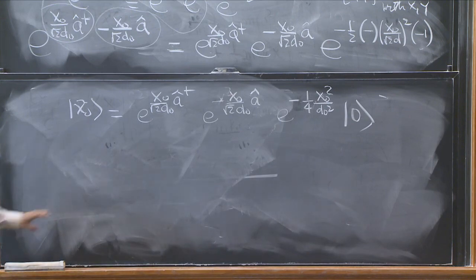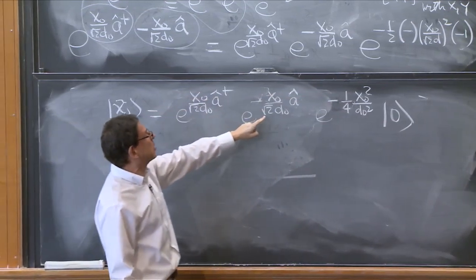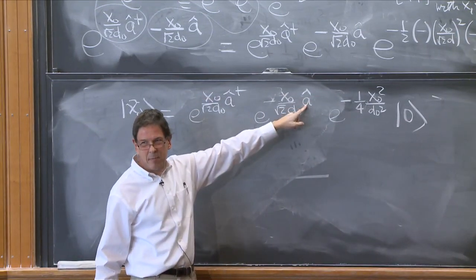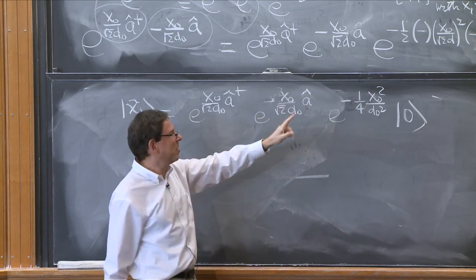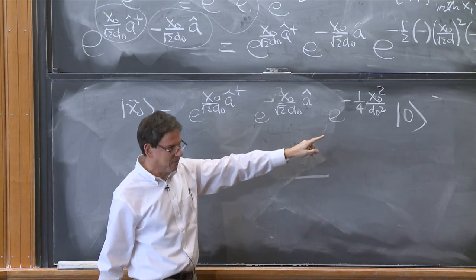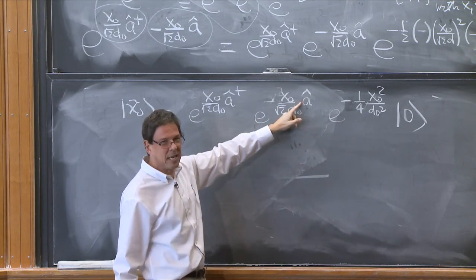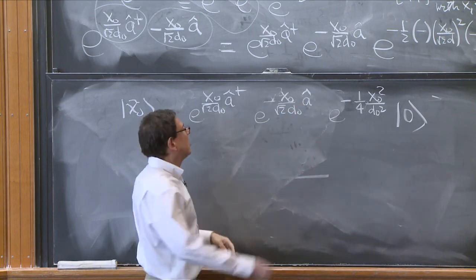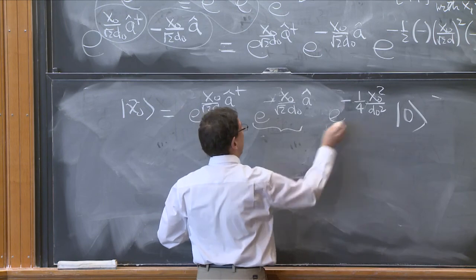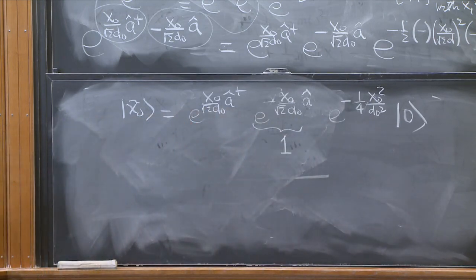So what is this? Well, this is a number, so I can pull it to the left. And here is the exponential of the annihilator operator. Now expand the exponential. It's 1. That survives. But the first term has an a, it kills it. The second term has an a squared, it kills it. Everything kills it. This thing acting on the vacuum is just 1. That's why this is simple.